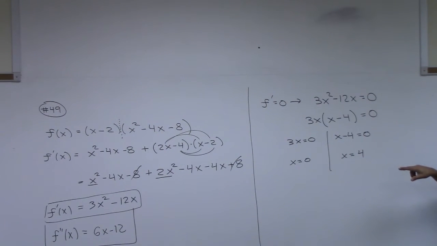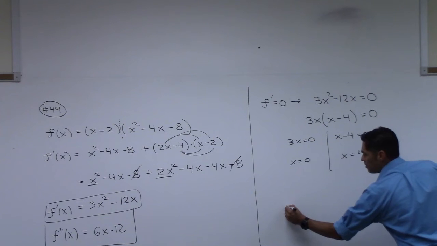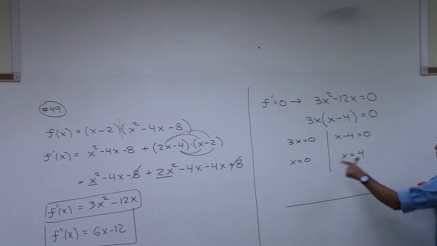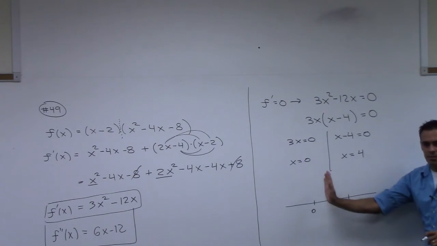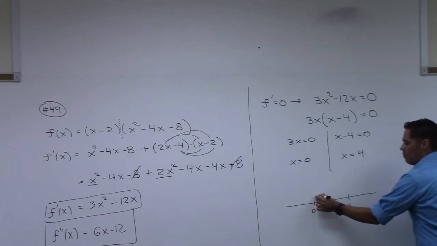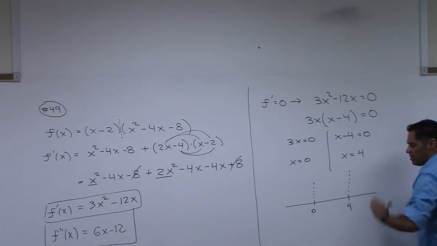No plug in, nope. Number line. So now comes the number line, okay? So the number line comes next, and you put these 2 points on your number line, 0 and 4. Make sure they're in the correct order, right? 0 goes before 4.